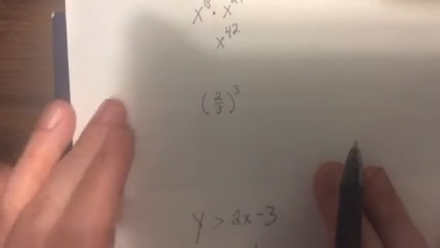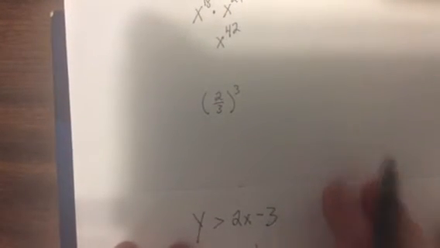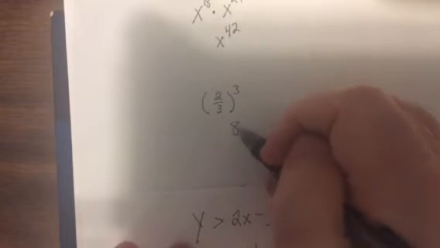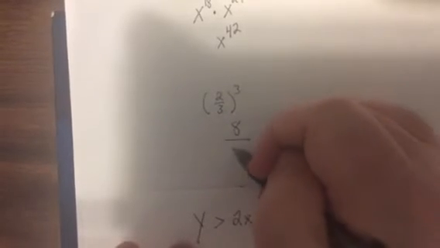What is that answer? Well, you just cube both terms. So 2 cubed is 8. 3 cubed is 27.